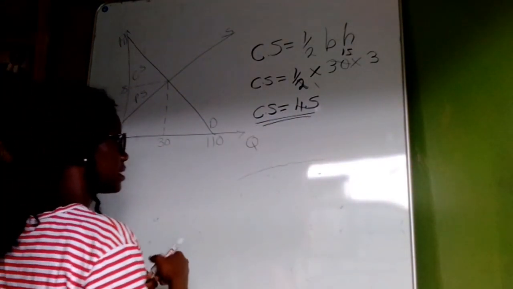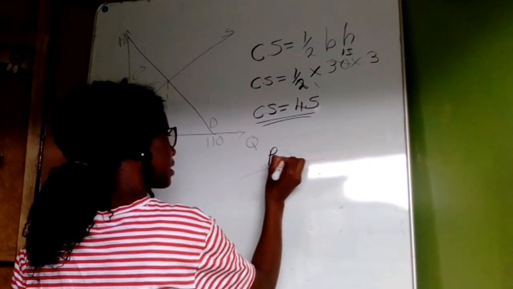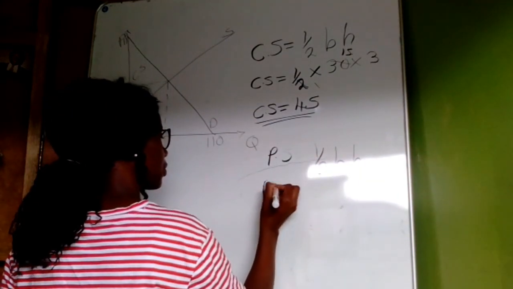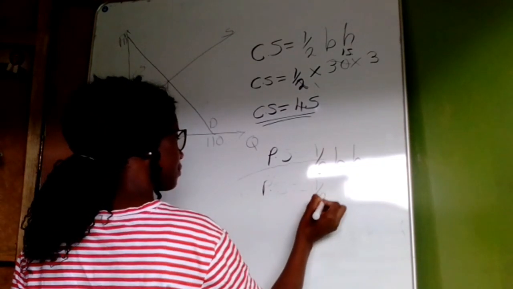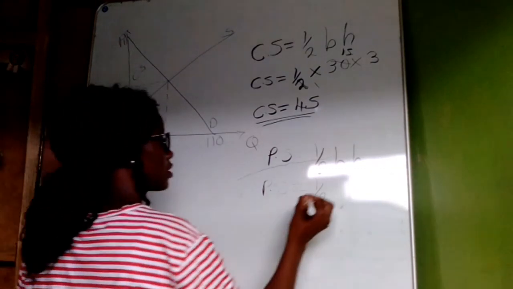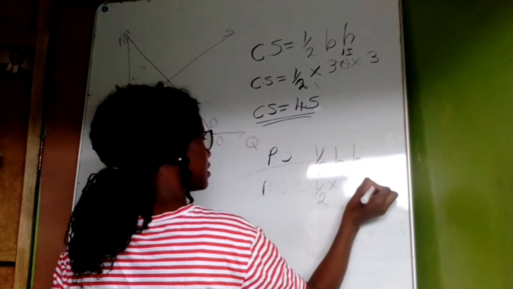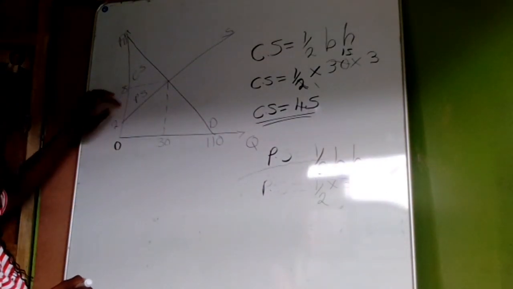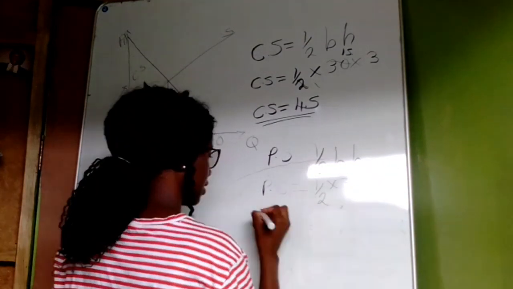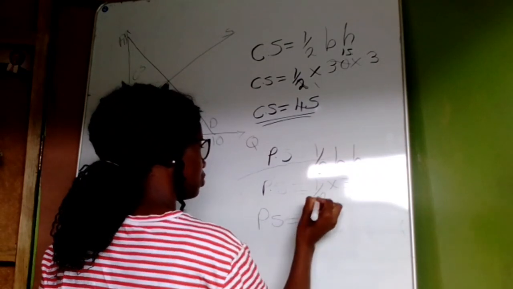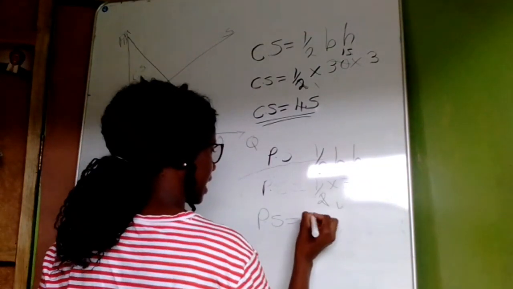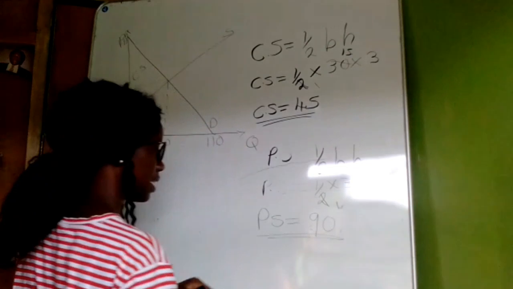To get our producer surplus, producer surplus is equal to half base times height as well. So producer surplus is equal to half, the base is still 30, times the height, which is the distance between 8 and 2. To get this distance, we just subtract 8 minus 2, that's 6. So producer surplus is equal to half of 30, which is 15, times 6, that's 90. So the producer surplus is 90.